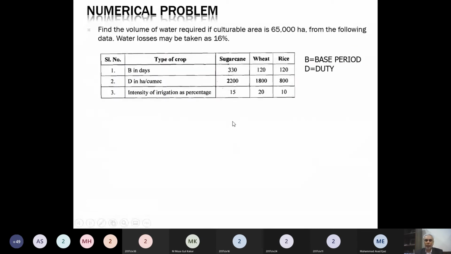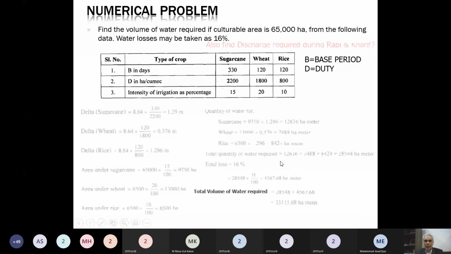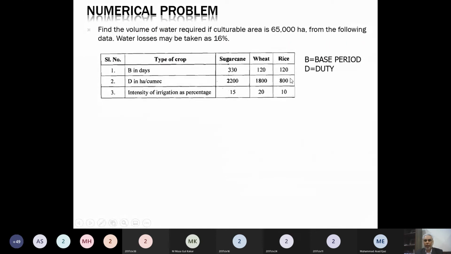There is a numerical question, which is solved also over here, but you have to try to solve it yourself using the concept just given to you. Find the volume of water required if cultivable area is 65,000 hectares, from the following data. Water losses may be taken as 16%. The area of the land is given, and this land doesn't have only one crop, it has 3 different crops. For example, in Rabi we have the wheat crop.